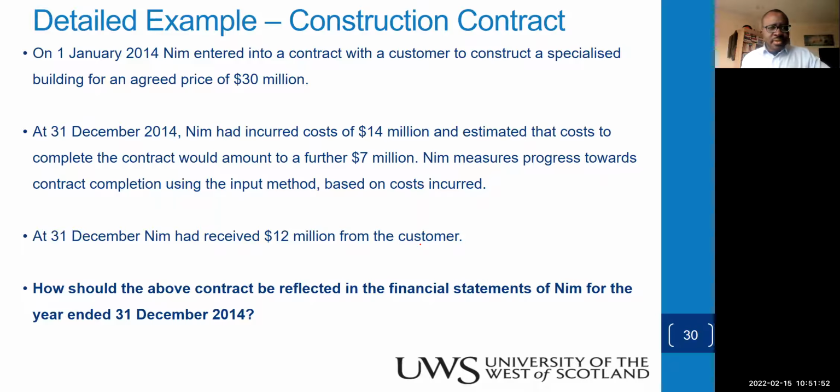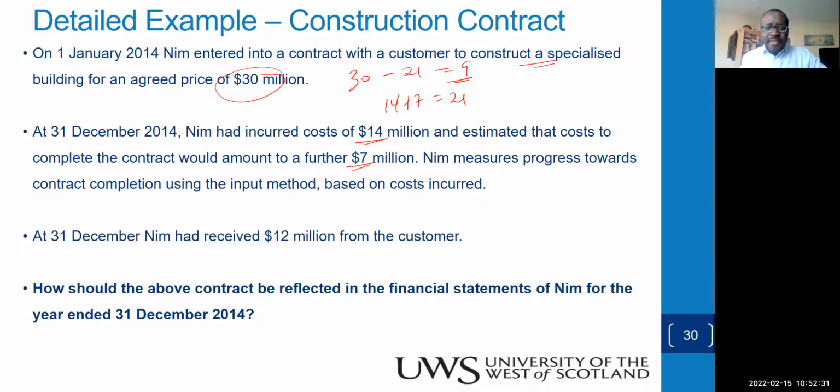On January 1st, 2014, NIM entered into a contract with a customer to construct a specialized building for an agreed price of 30 million. Now, at the end of the year, NIM incurred costs of 14 million, and he estimated that the cost to complete the contract would amount to 7. In reality, this guy is estimating a total cost of 14 plus 7 to give us 21. So he would be expecting a profit of 30 million minus 21, which gives me 9. It's easy, right?